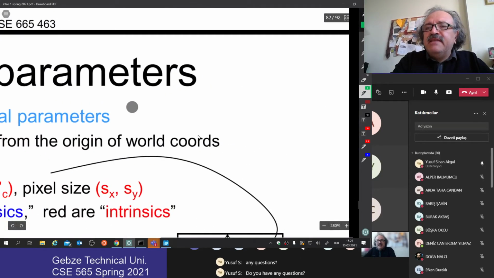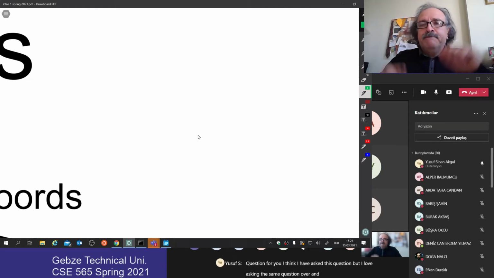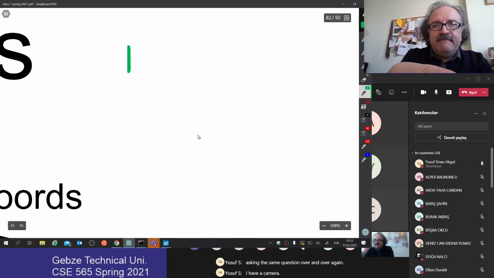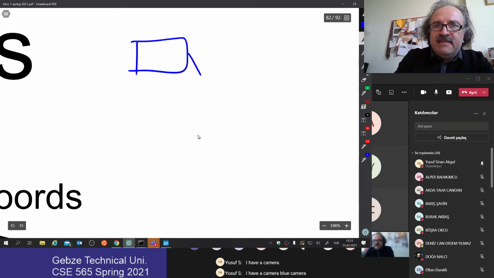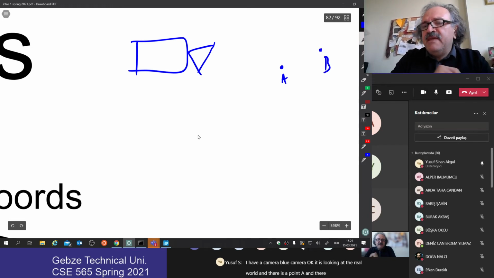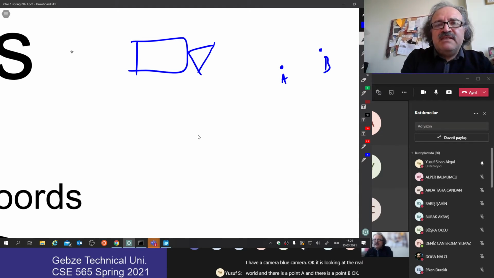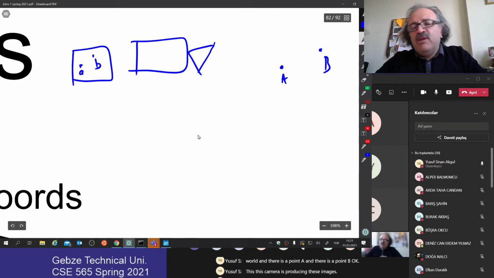Question for you. I think I asked this question, but I love asking the same question over and over again. Let's say I have a camera, a blue camera. It is looking at the real world, and there is a point A and there is a point B. This camera is producing these images, A and B, small a, small b.